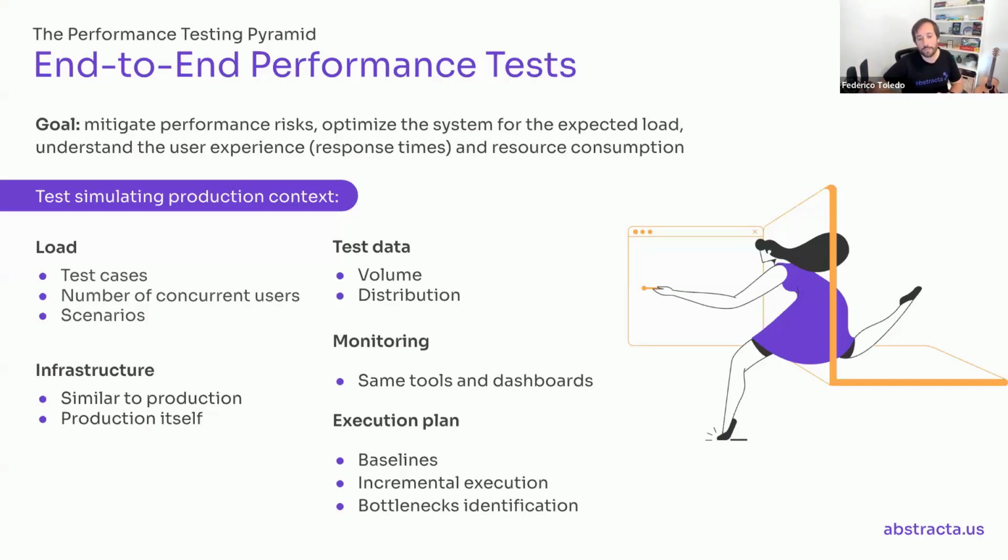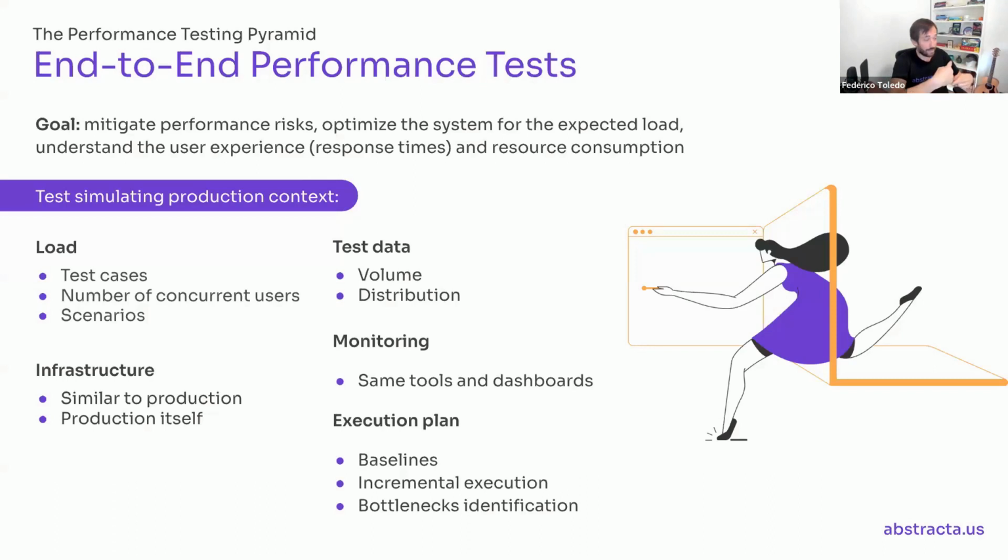So this is the best approach for that. And we also need to define the execution plan. In our case, what we typically do is define a baseline, which is a very small load in order to have the best response times of your system, and use that as a comparison to the following tests. And another recommendation here is don't try to run the complete load scenario at the beginning. Try to start with 20% of the expected load.